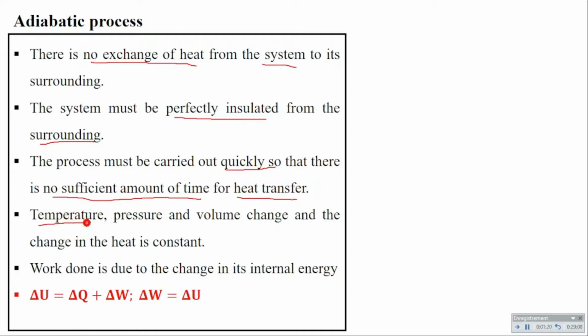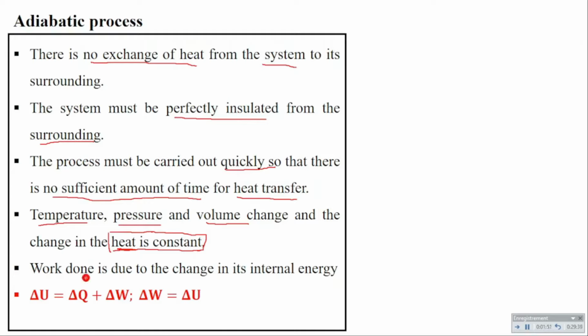Here the temperature, the pressure, and the volume are changing, but the heat is constant. An adiabatic process is a process in which the heat is constant. Here the work done is due to the change in internal energy. In the other processes we have seen that the work done is due to the change in the heat.